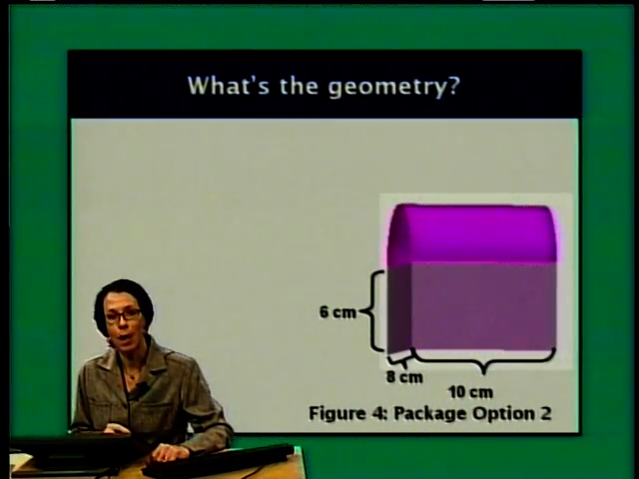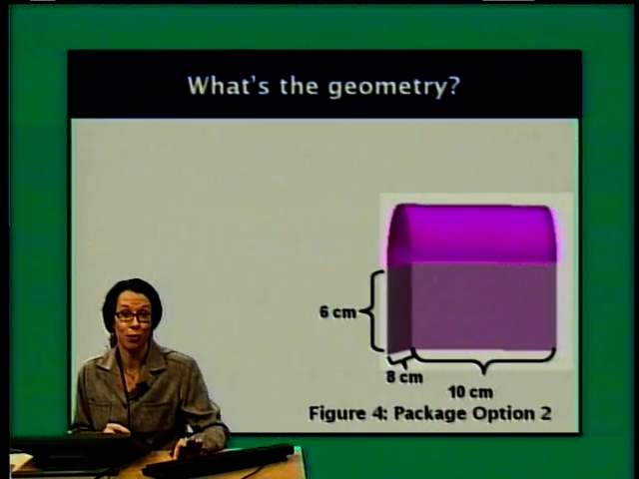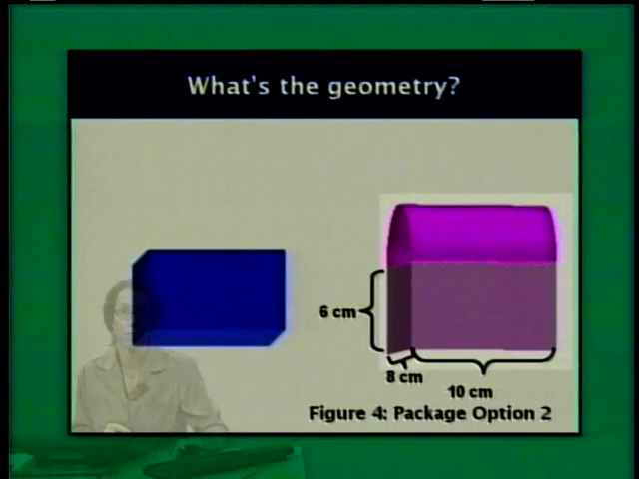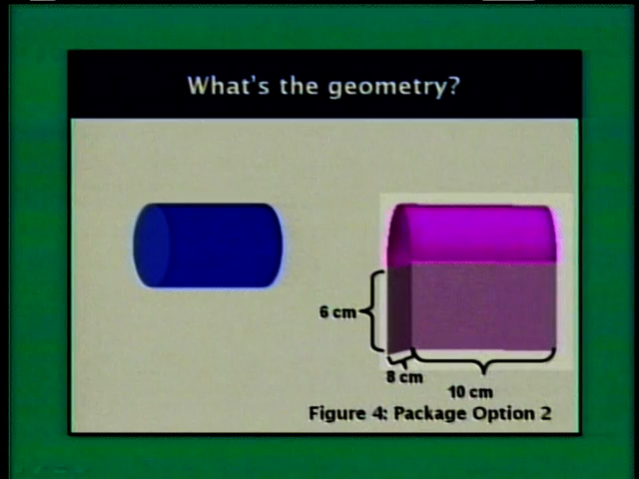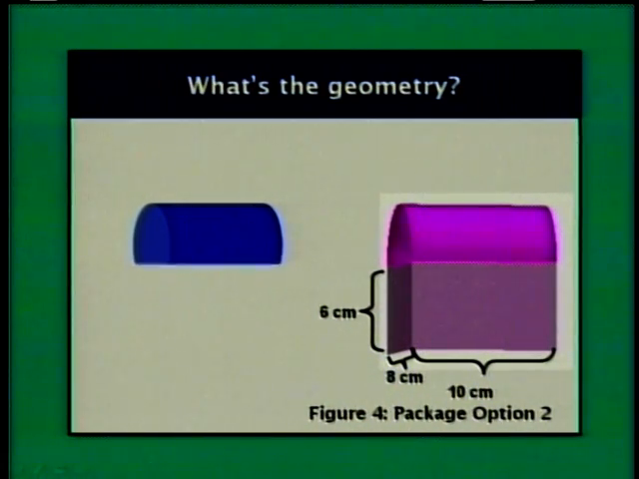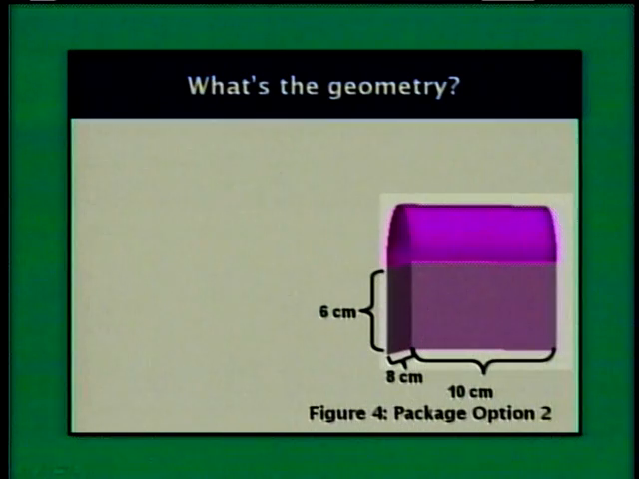And when I look at this package, I see the bottom part is just a rectangular box. The top part is a cylinder again, but now the cylinder is oriented in a different way than in the first packaging option, and we only see half the cylinder. So when we're thinking about the geometry of the second option, we'll be working with boxes and cylinders.